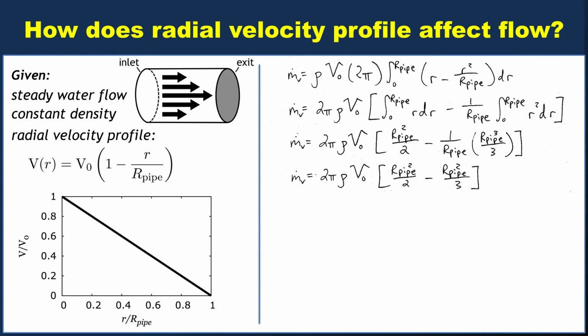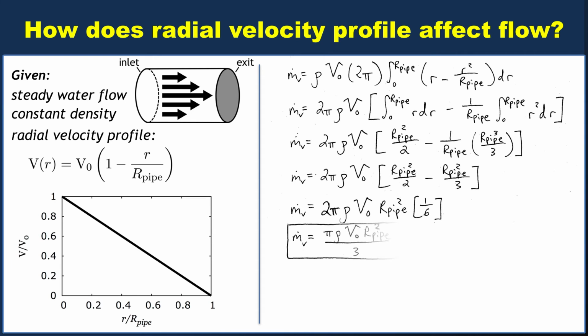So we'll simplify things a little bit, and we have two factors of r pipe squared that we can pull out. That just becomes 1/6 in the brackets, and so the full expression for m dot is pi rho v naught r pipe squared over 3. So this is the case with radial variation. That's the m dot that we calculate.